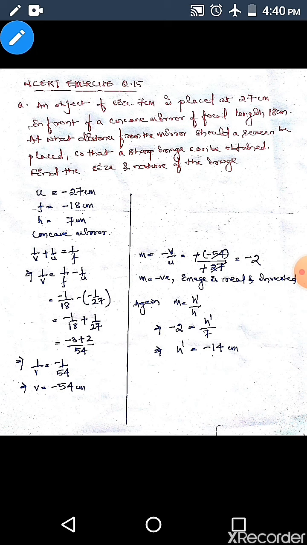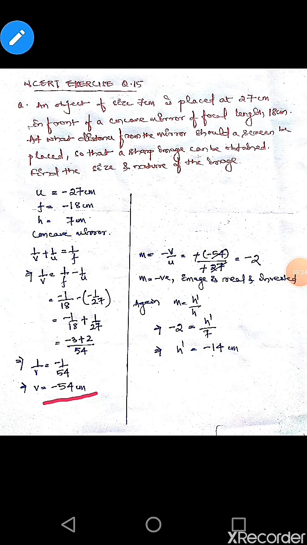As you are provided with a mirror, we are going to use the mirror formula, that is 1 by v plus 1 by u equals 1 by f. We need to find the image distance by putting in the values. We have got that the image distance is minus 54. Now it is asked to find the size and nature of the image. Whenever you are asked to find the nature of the image, you must find the magnification. For the mirror, the formula for magnification is minus v by u. By putting in the values, you get minus 2. And as I have already told you, if the magnification is negative, the image is real and inverted.